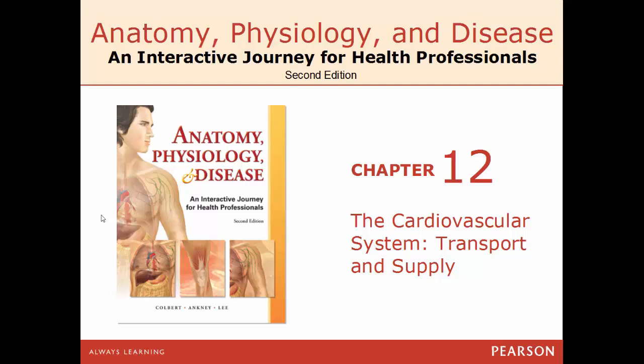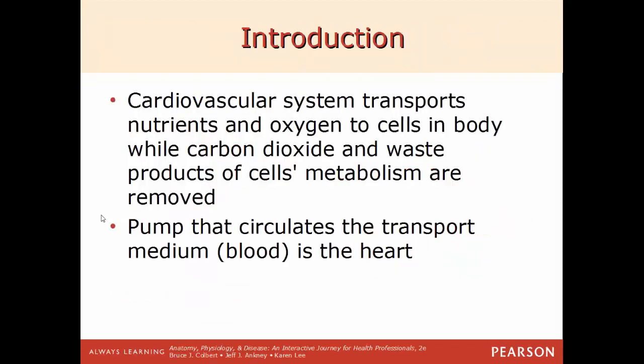Okay, welcome back. In this video, we will cover chapter number 12, the cardiovascular system, transport and supply. A quick introduction to the system. The cardiovascular system is what will transport nutrients and oxygen to cells, while taking waste such as carbon dioxide and other byproducts of metabolism away from the cells. Now, the main pump that circulates the transport of this blood is obviously the heart.